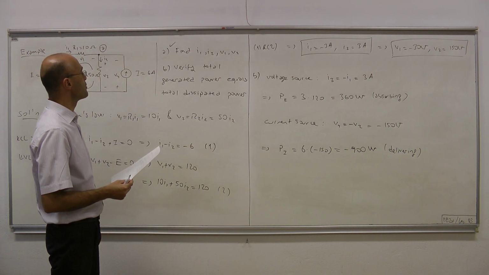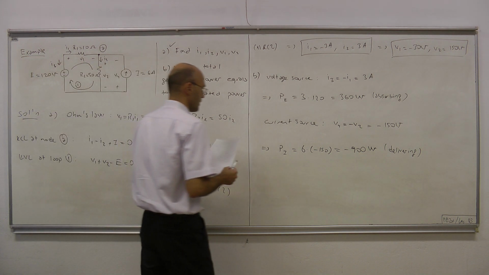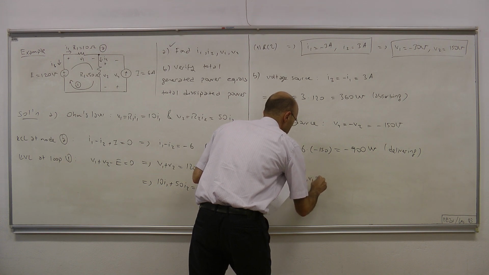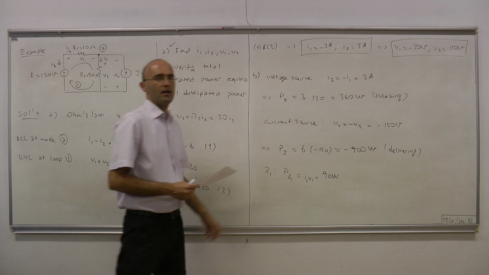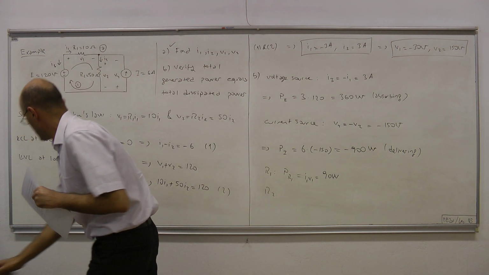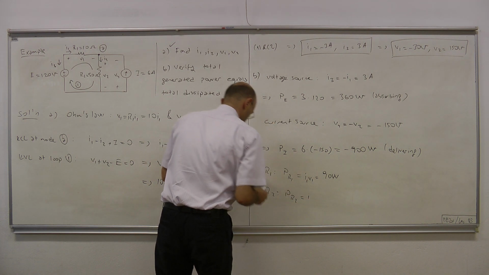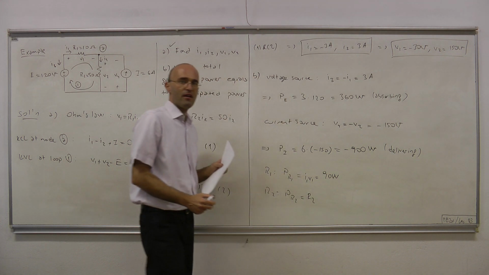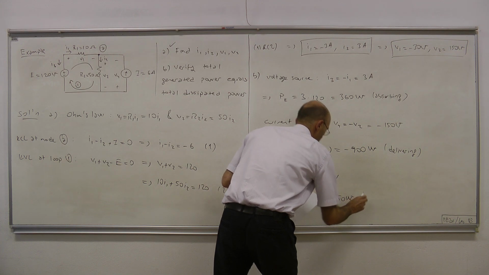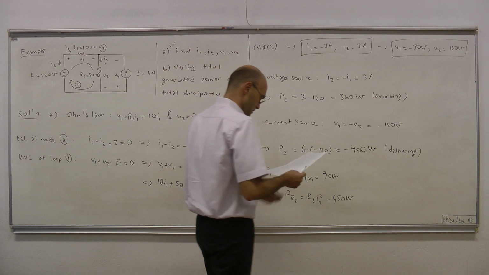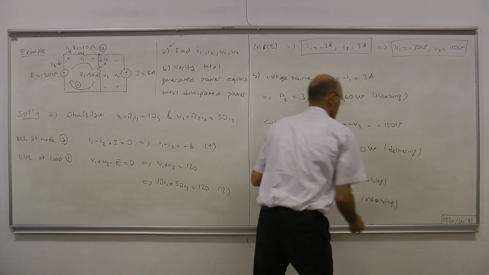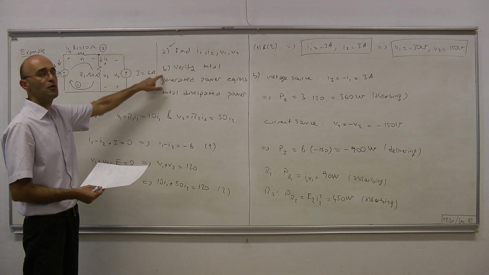And finally, let's quickly compute the powers of the resistors. For the first resistor, let's call it PR1, we have I1 times V1, and that equals 90 watts. And for the second resistor, the power is I2 V2, or equivalently we can use the formula R times I2 squared. That gives us 450 watts. Both are positive, so that means those resistors are absorbing power.